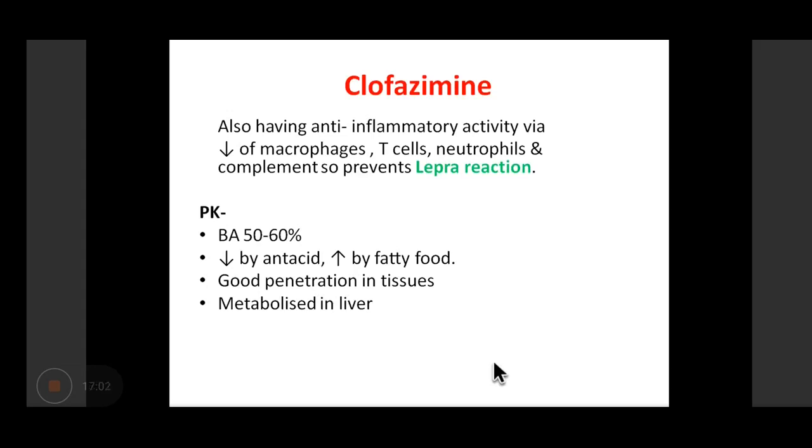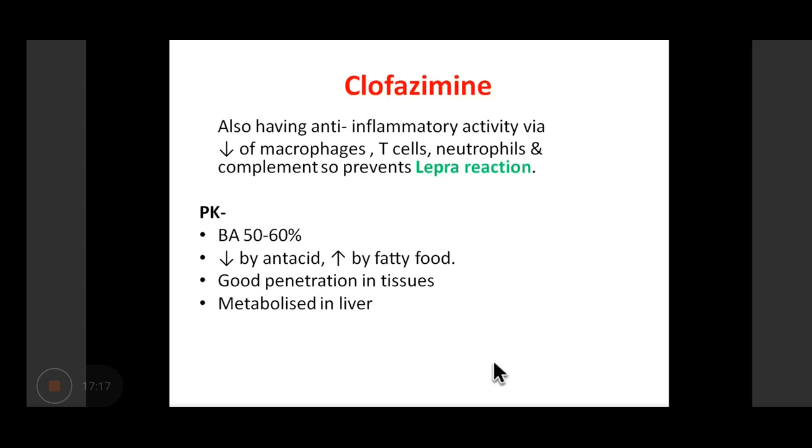Bioavailability is not that good, but we can use it orally, 50-60%, and it is reduced by antacid and increased by fatty foods. So it is recommended that it should not be used within 3 hours of using antacid, and it should be used after some fatty food like milk and some dairy products.